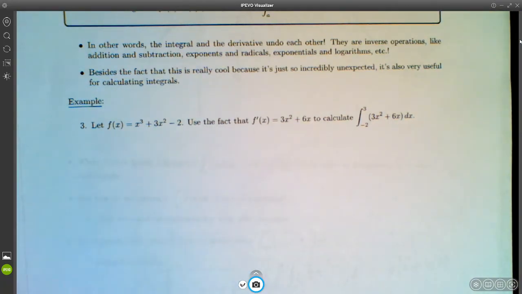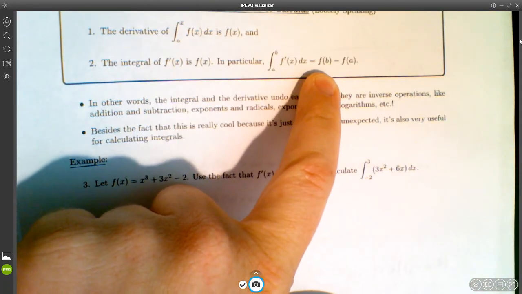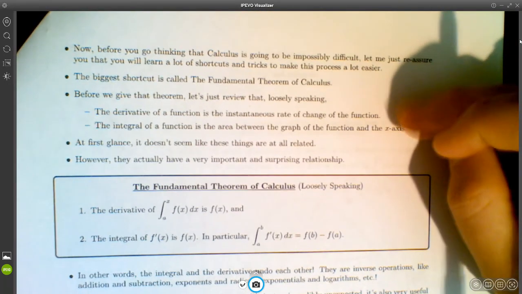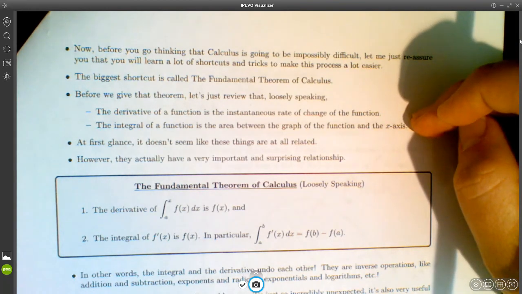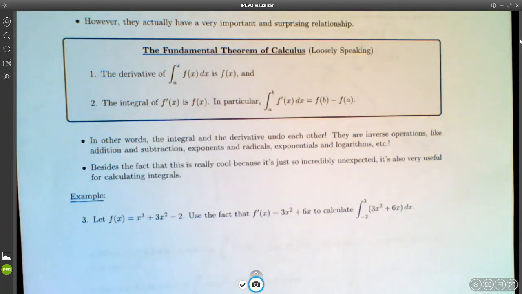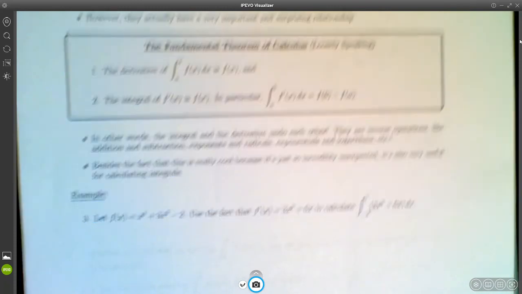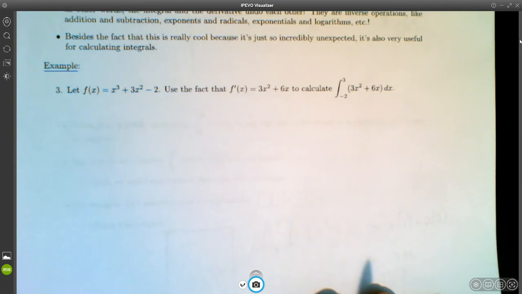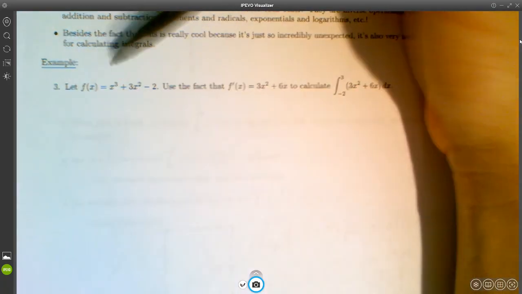But the moral of the story is that this is just a really nice shortcut, and it's a really interesting fact. You have these two things that seem completely unrelated: the instantaneous rate of change of a function and the area between the graph of the function and the x-axis. They seem completely unrelated, but they turn out to be inverse operations of one another. That's just really cool. If you're not blown away by that fact, it's because you haven't thought about it enough. It's a really cool fact, and it's helpful for calculating integrals. So let me show you how this is helpful.